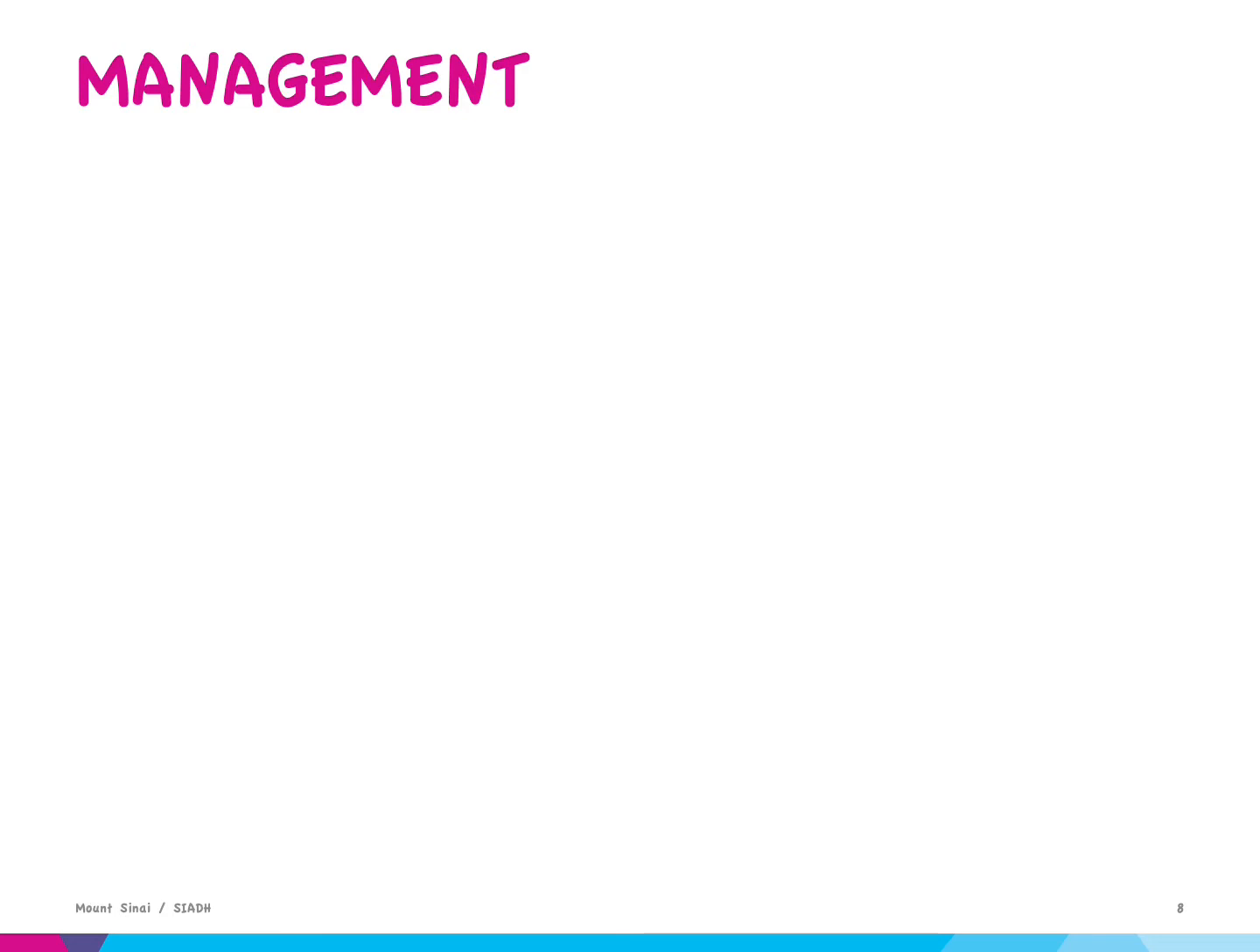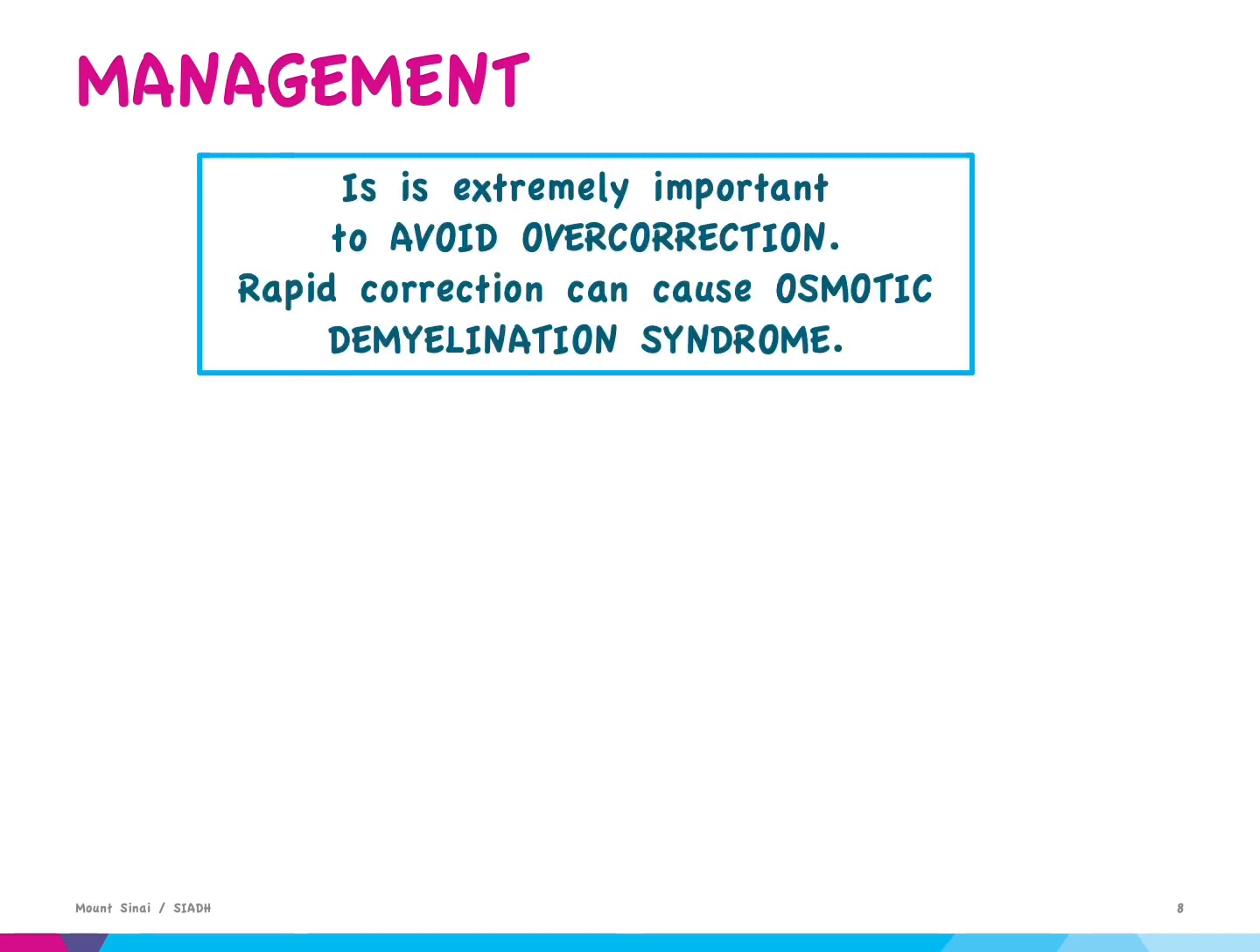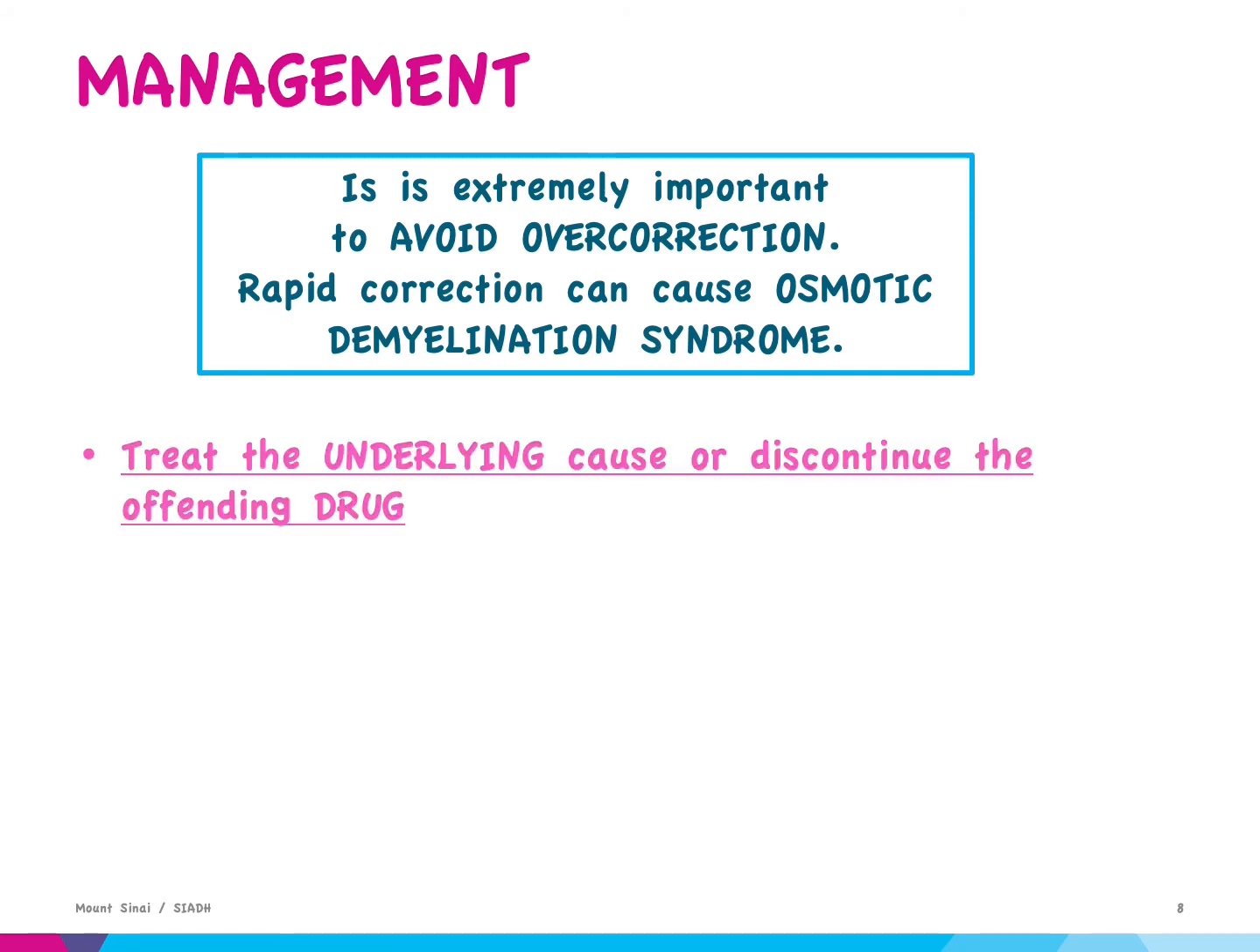What is the management? So it's kind of complicated, right? Because it depends on the rate of the hyponatremia, on the severity, on the symptoms. Rule number 1, it's extremely important to avoid overcorrection, because that can cause osmotic demyelination syndrome, which we always want to avoid. But the best rule to remember is also that the underlying cause is always the first thing that we need to treat. So, for example, if we have an offending drug, if we have a meningitis, we have to treat the specific trigger.